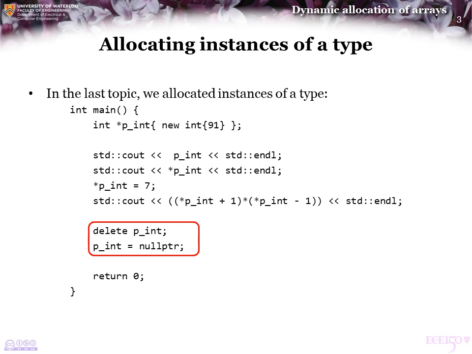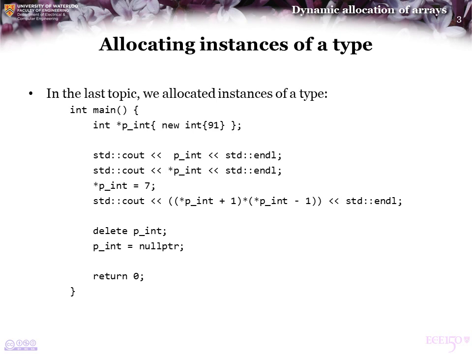Finally, now that we no longer require that memory anymore, we can tell the operating system, hey, whatever memory you allocated for me here at this address, I don't need it anymore. That's what the delete statement does. However, p_int still has the address. So we now technically have the address of something that we have explicitly told the operating system we don't need anymore. So it's just safer right now to set p_int to the 0 pointer or the null pointer.